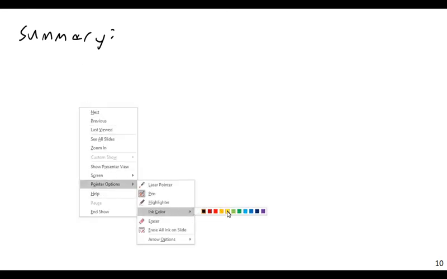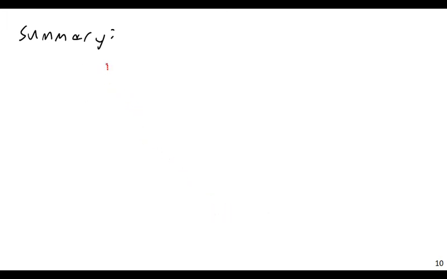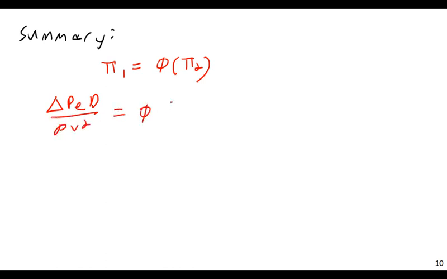So I'll just end with a bit of summary of our system here. Well, I know that I can reduce my system now to this relationship. I can say that pi 1 equals some function of pi 2. And this would be, in our case, delta P L d over rho v squared equals some function of mu over rho d v.